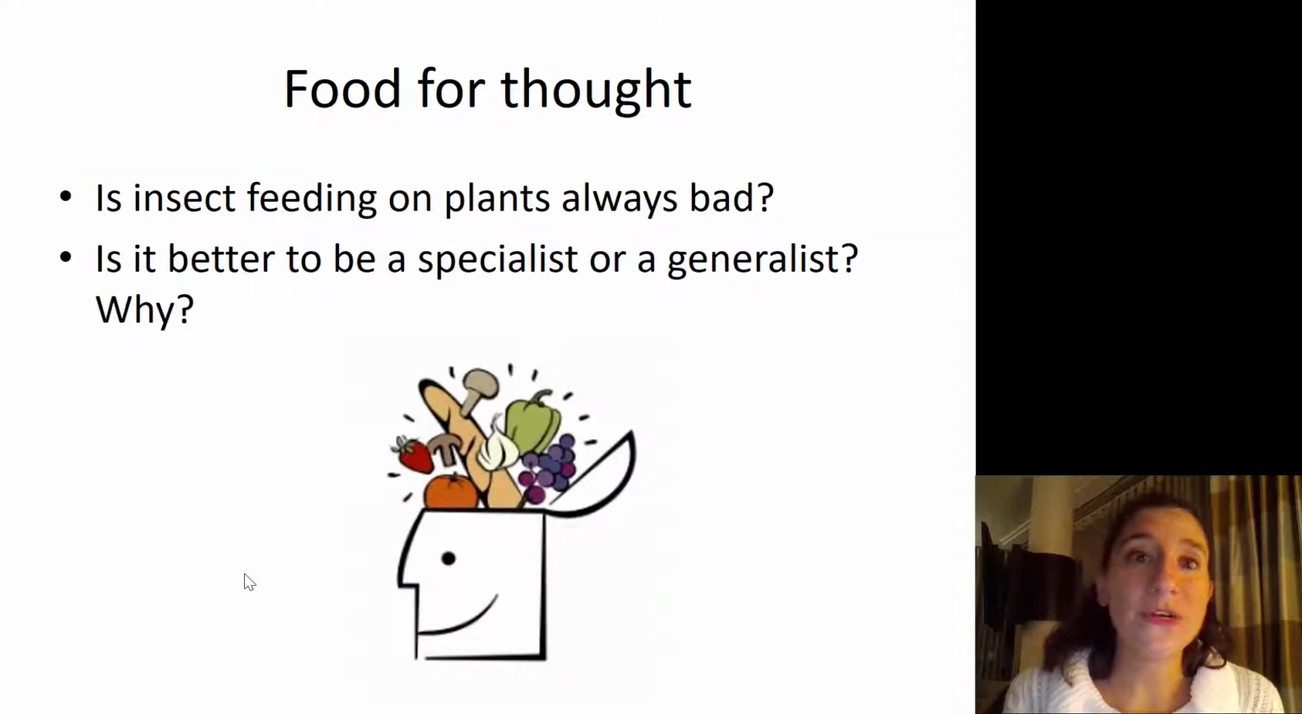Okay, so here is some food for thought for you. Is insects feeding on plants always a bad thing? What do you think?